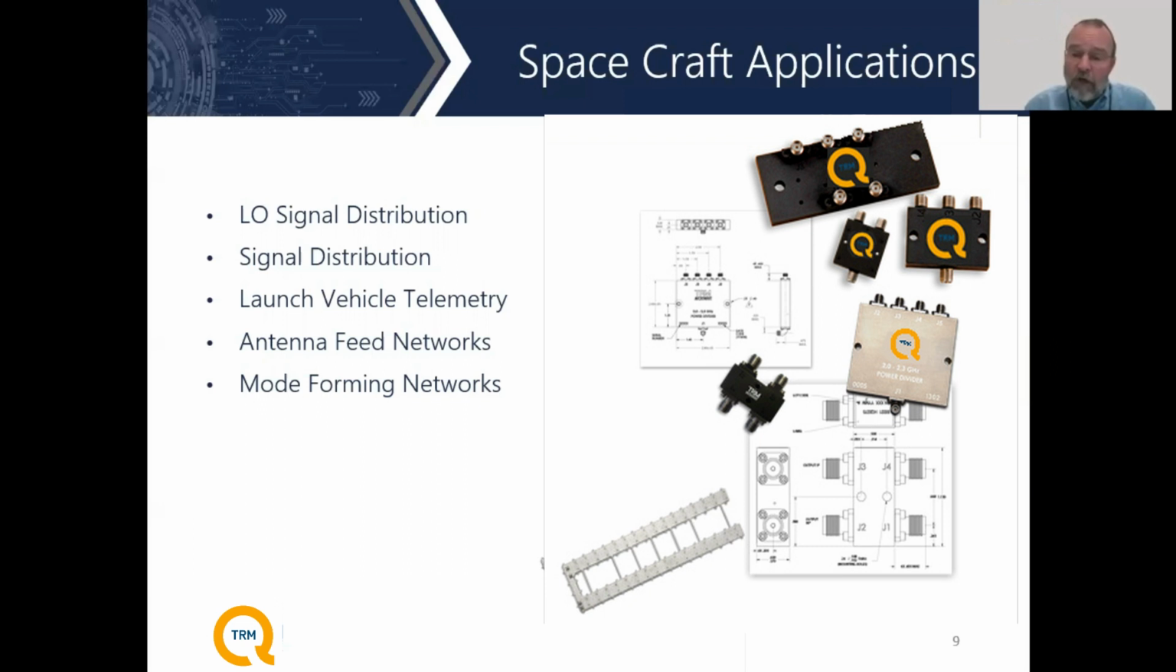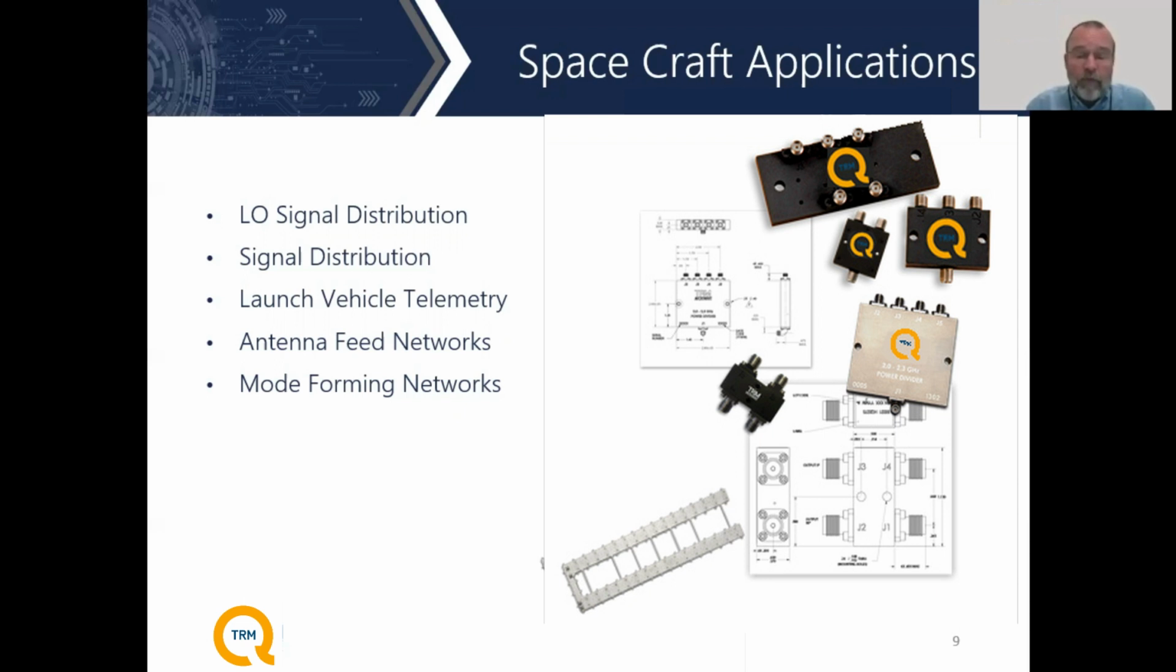Quite a bit of our parts are also used for telemetry. The spacecraft has to know where it's going, and there are control signals sent between the spacecraft and ground command to make sure that it's tracking where it should be going. TRM builds a variety of parts that are used for those telemetry applications.